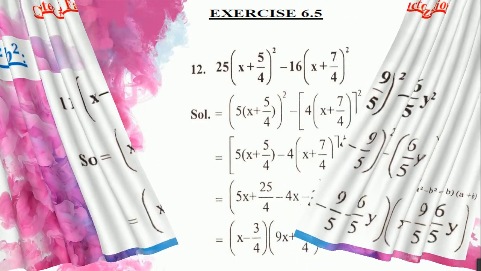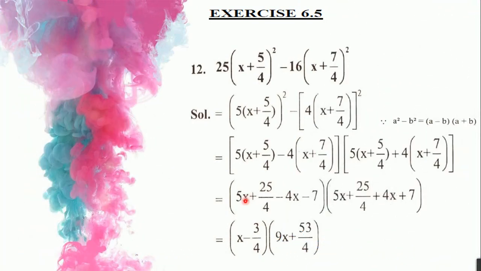Now look at this next question, question number 12. Question number 12 is factorize. Now again there are two terms. The first one is 25 into (x plus 5 by 4) whole square and minus 16 into (x plus 7 by 4) whole square.